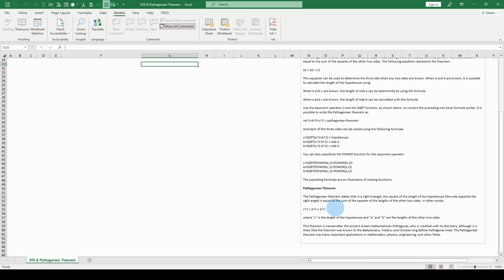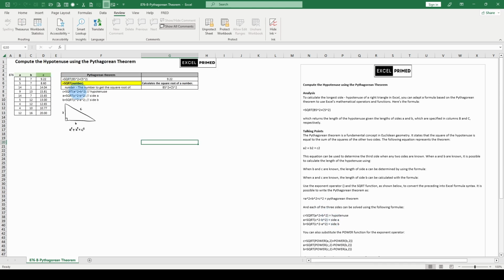What is it? The Pythagorean Theorem states that in a right triangle, the square of the length of the hypotenuse, the side opposite the right angle, is equal to the sum of the squares of the lengths of the other two sides. In other words, c squared is equal to a squared plus b squared, where c is the length of the hypotenuse and a and b are the lengths of the other two sides.